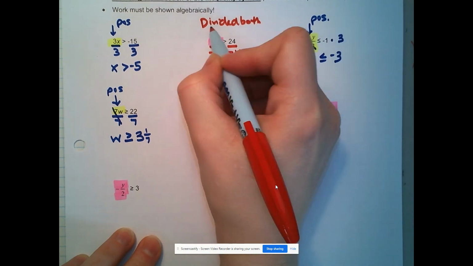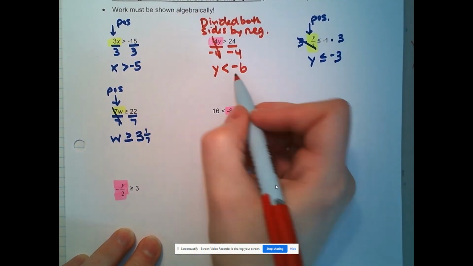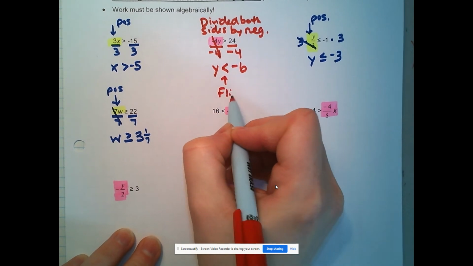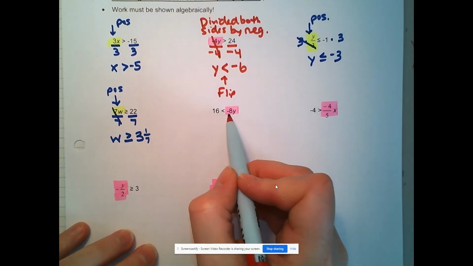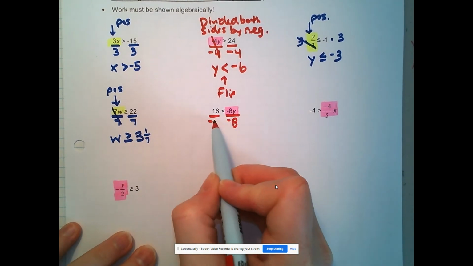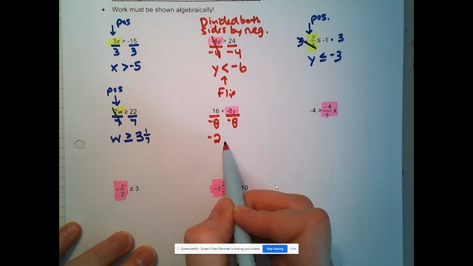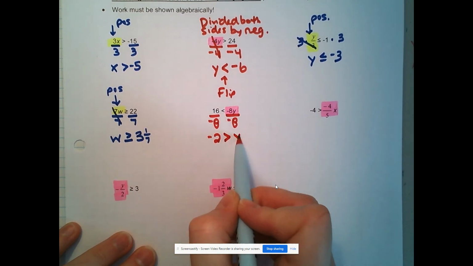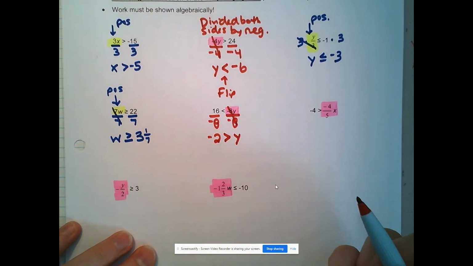So when I divide both sides by a negative, I have to flip that greater than into a less than. So we'll do the same thing here. I'm going to divide both sides by -8. I'm going to get -2 less than, it's going to become greater than y. I divided both sides by -8.